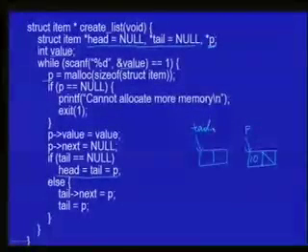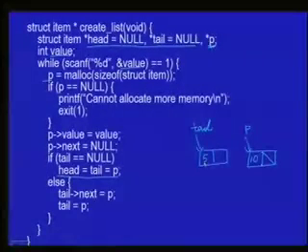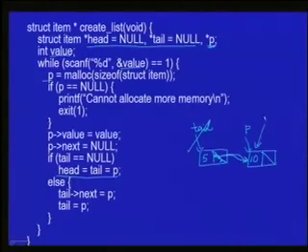The list has at least one element. Let's say this happened to be 5. So we set tail arrow next to P, which means this tail arrow next was null initially, so we make it now point to the newly allocated structure, and tail is set to P, so that now tail also points here, because this element is now the last element in the list.